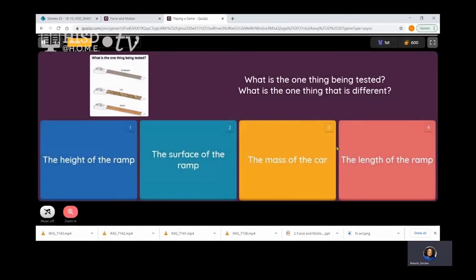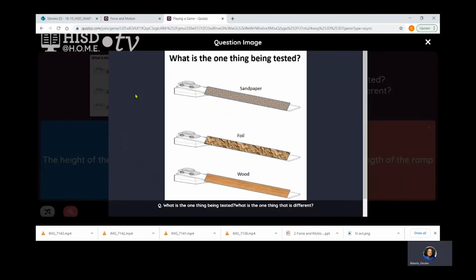Next question. What is the one thing being tested? What is the one thing that is different? Let's click on the picture to make it bigger. I see I have 3 pictures here. The cars, let me look at the cars. They all look the same to me.